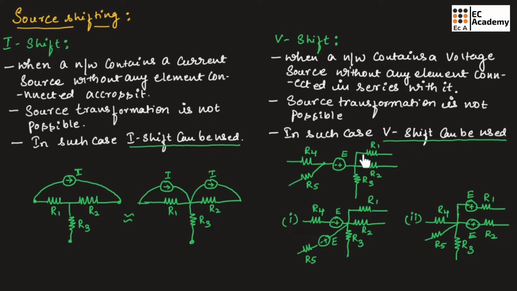As you can see in this example, we are having a voltage source and no element is connected in series with this voltage source. That's why this voltage source can be shifted to these 2 given branches, or it can be shifted towards these 2 given branches as shown in this figure. So if we shift this voltage source to these 2 branches, we will get the circuit like this, and if we shift this voltage source to these 2 branches, we will get the circuit in this form. So this is how we can perform the voltage shift or V shift.